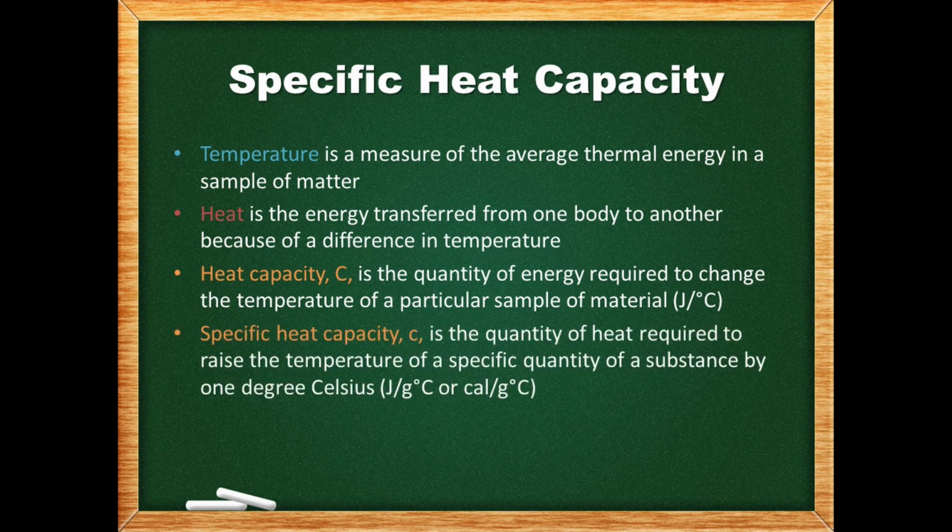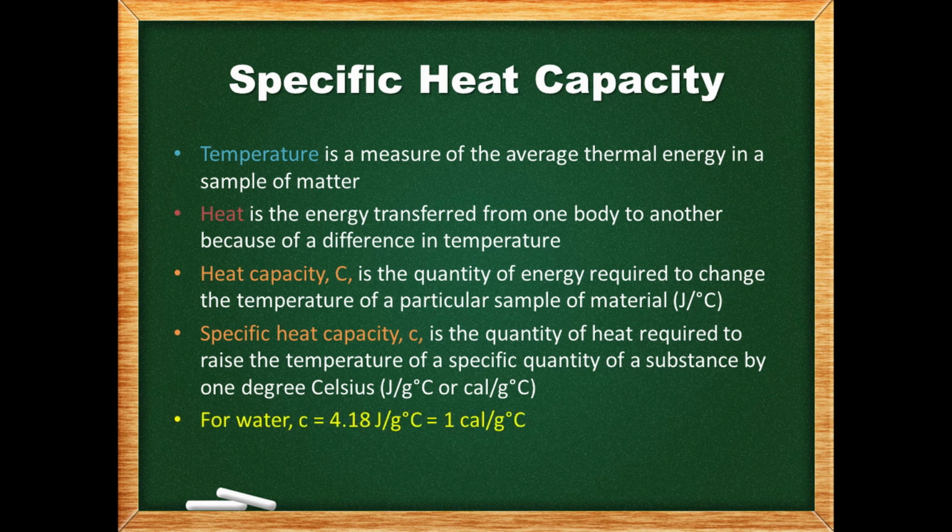Specific heat capacity, symbolized by a lowercase c, is the quantity of heat required to raise the temperature of a specific quantity of a substance by 1 degree Celsius. It is in units of joules per gram Celsius or calories per gram Celsius. Note how the specific heat capacity depends on the amount of a substance while the heat capacity does not.